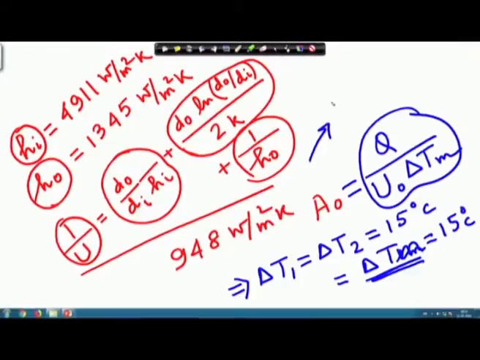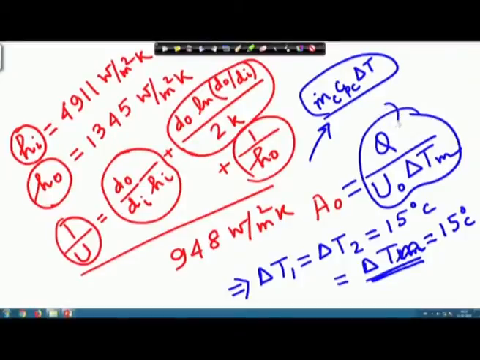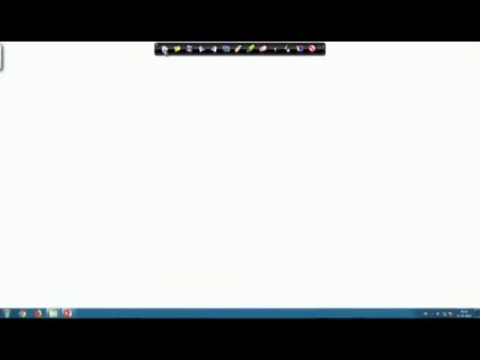What is that Q we have obtained? Q we obtained already as m_c dot C_pc multiplied by delta T, and that we have to put here. Then we have already obtained this 948 and 15, and from there we will be able to calculate the A_0. Once we calculate the A_0, we will find out the heat transfer surface area per unit pin, per pin.